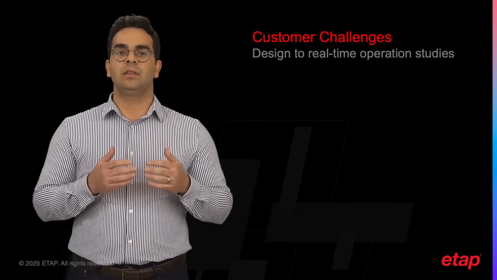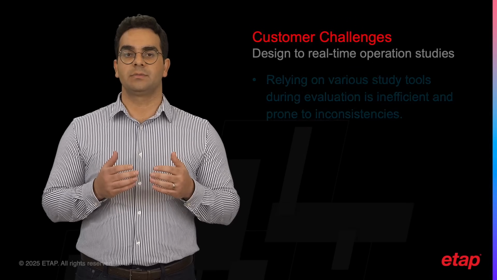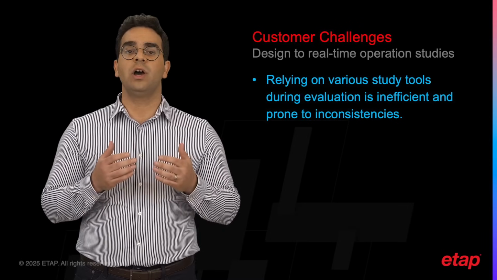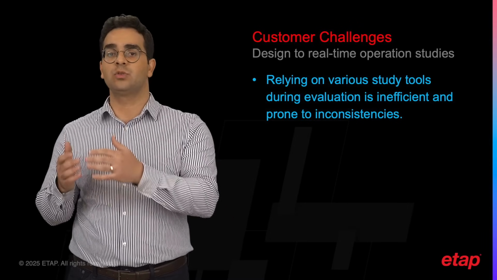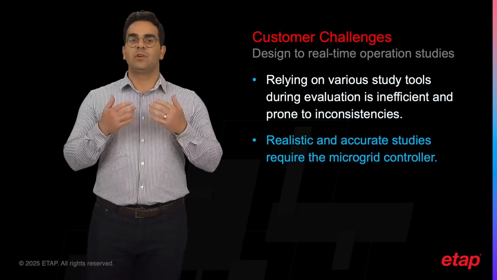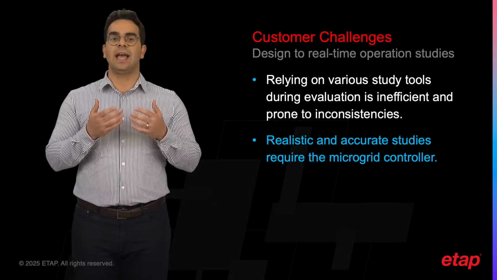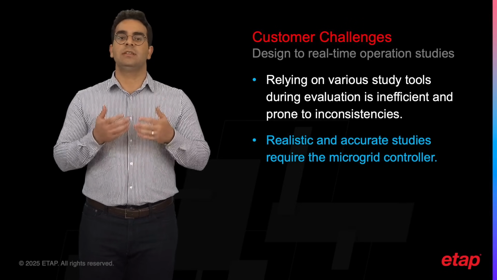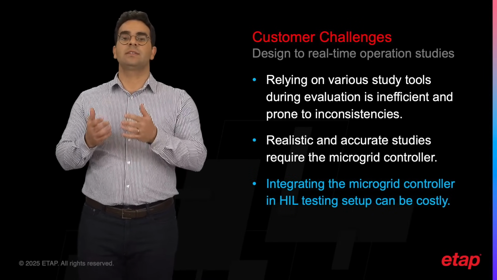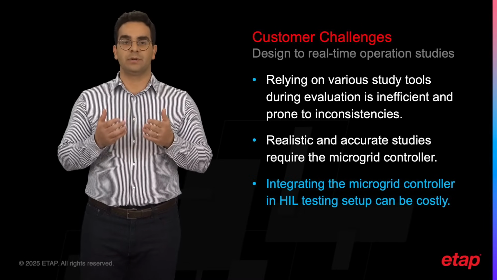At the stage of evaluating a microgrid, various studies ranging from design to real-time operation should be conducted. This process typically involves using different tools for each study, requiring the microgrid system to be modeled separately in each tool, which is inefficient and prone to inconsistencies. Additionally, for realistic and accurate studies of microgrid systems, the microgrid controller used for controlling the assets in a microgrid must be included in the simulation. However, integrating a microgrid controller typically requires a specific hardware-in-loop testing setup, which is both costly and challenging to prepare.